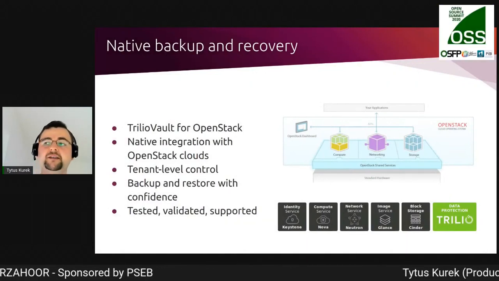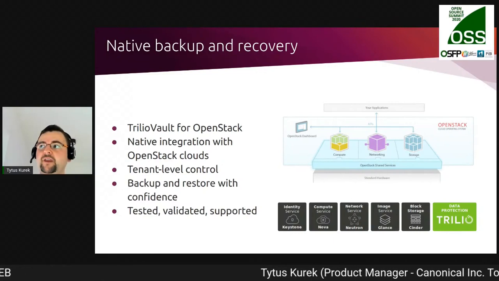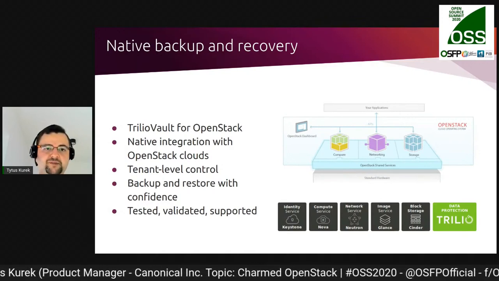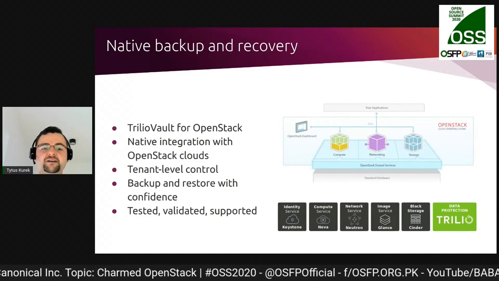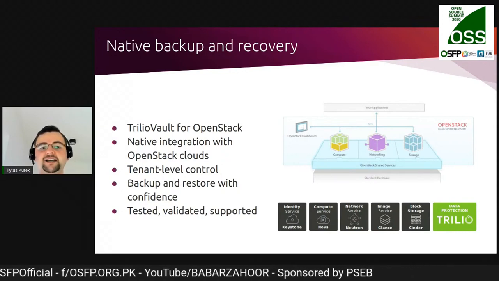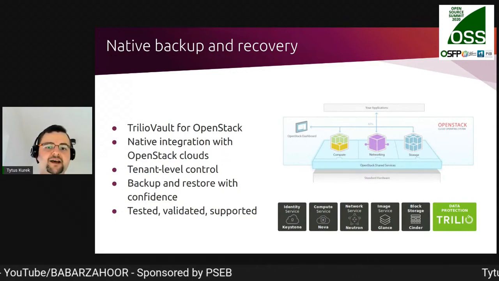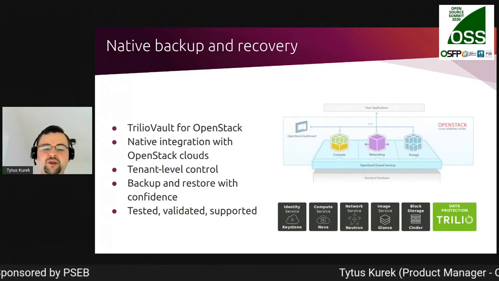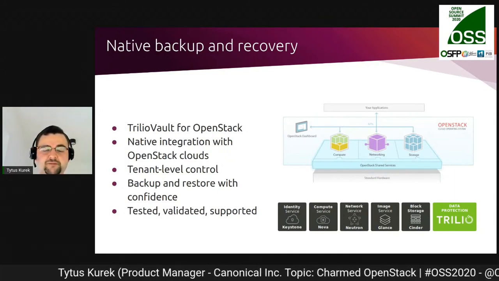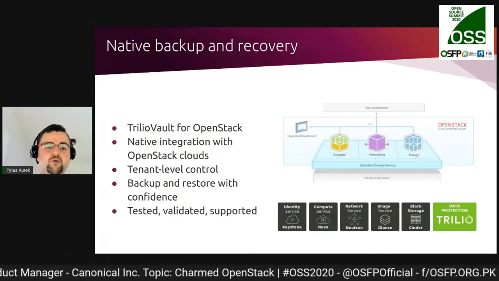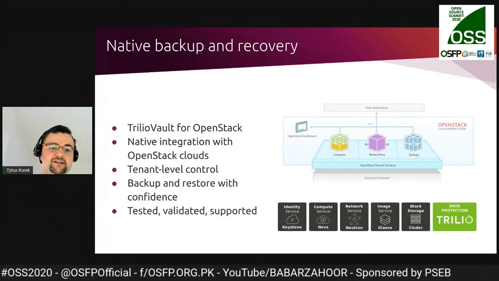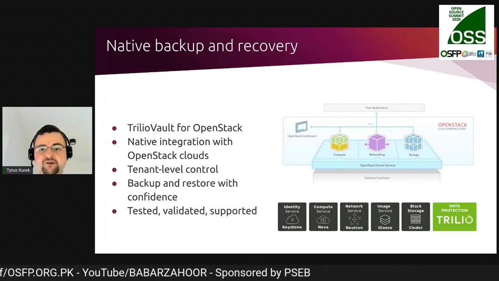Another interesting feature that people usually forget to think about is how do I ensure disaster recovery of my cloud? Obviously on the infra level, it is achieved by using built-in OpenStack technologies such as multi-region setup, for example. But on the tenant level, OpenStack is really missing this kind of feature. So we cooperate with a leader in this field, which is Trilio, to ensure that our Charmed OpenStack distribution can be easily extended with TrilioVault for OpenStack, which ensures native integration with the OpenStack cloud and tenant-level backups for the instances running on top of OpenStack.